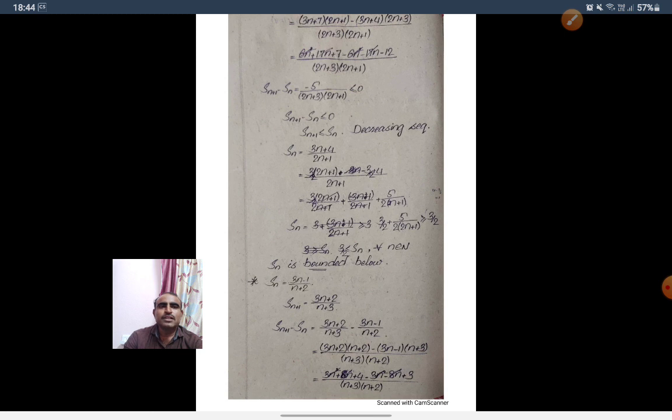So Sn is a bounded monotonic sequence, so it is convergent. Okay. Right.